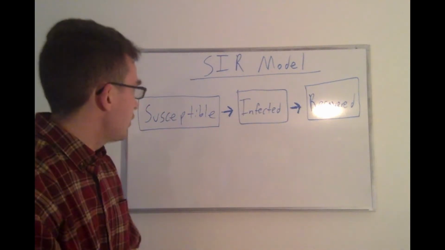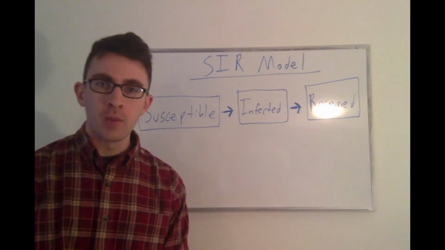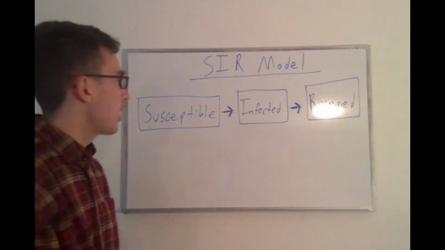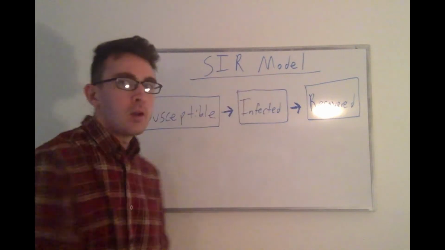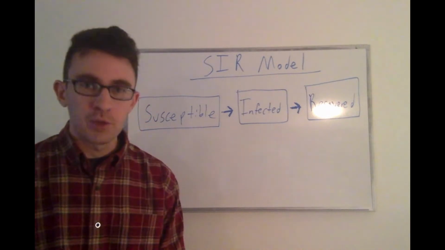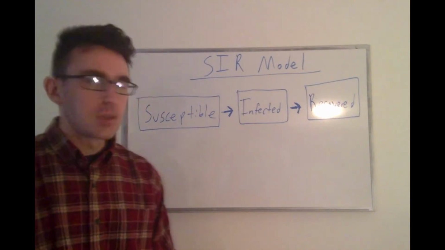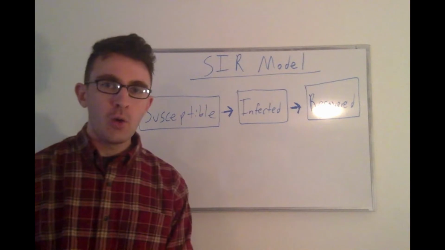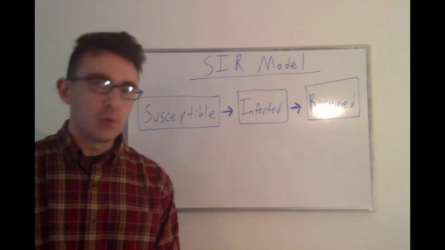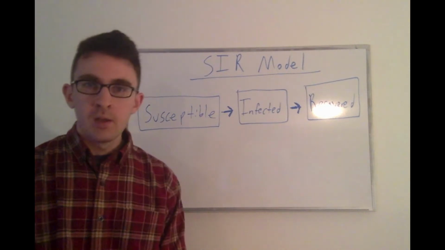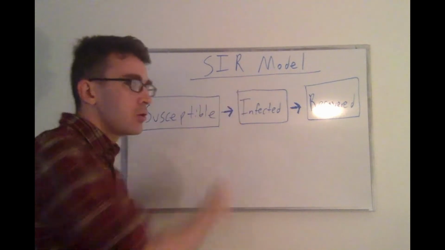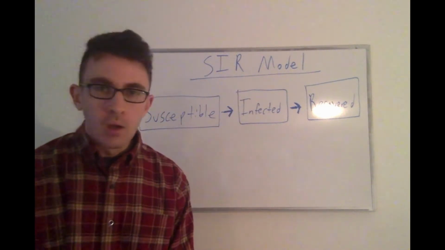So I'm actually making this video in response to a comment I got from one of my viewers. I had previously made a video showing how to implement the SIR model in Python, doing a deterministic implementation with the differential equations. But someone left a comment on that video asking to see a stochastic implementation of this model. So that's what I'm going to do with this video. I'm going to show you guys how to implement a stochastic simulation of the SIR model in Python.